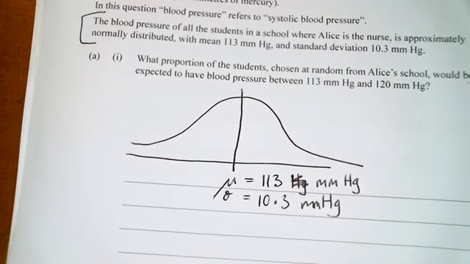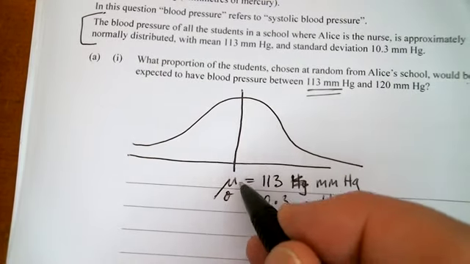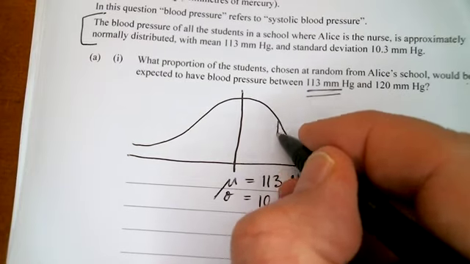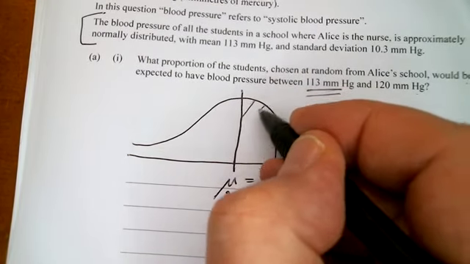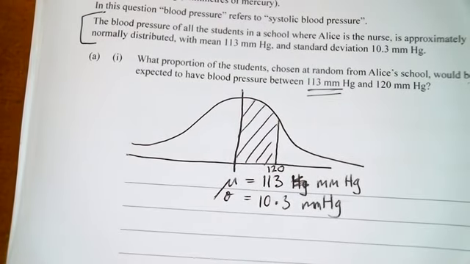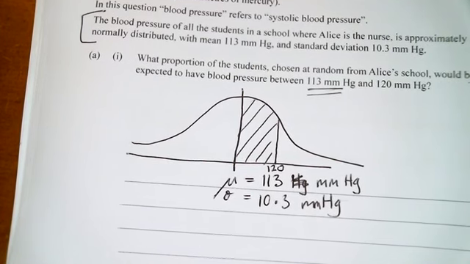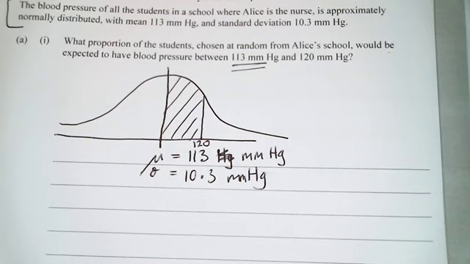All right. And it says what proportion of the students chosen at random from Alice's school would be expected to have blood pressures between 113, which of course is the mean, which is there, and 120. Let's say 120 is there. So that's my 120 mark. So we're trying to find this here. So we've got a number of ways of doing this. I think I'm just going to use the calculator to do it. So let's go ahead and just do that.